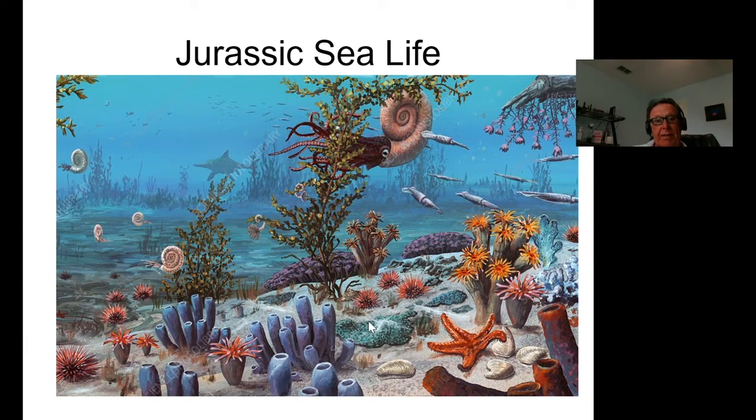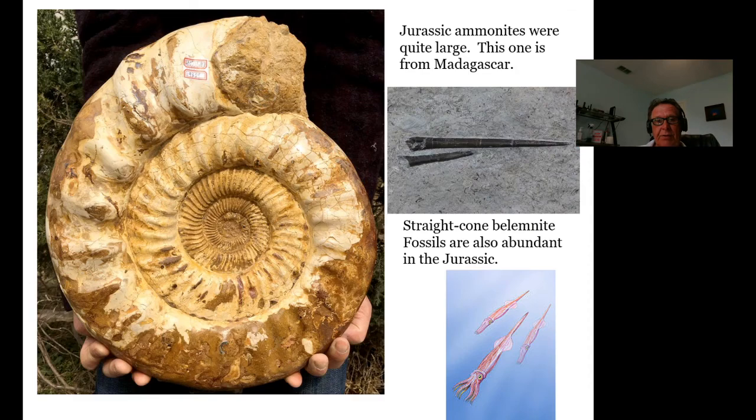In terms of sea life, the sea life in the Jurassic was quite diverse. There were some very big things. You see hands here for scale. The ammonites were quite large. This particular one happens to be from Madagascar.